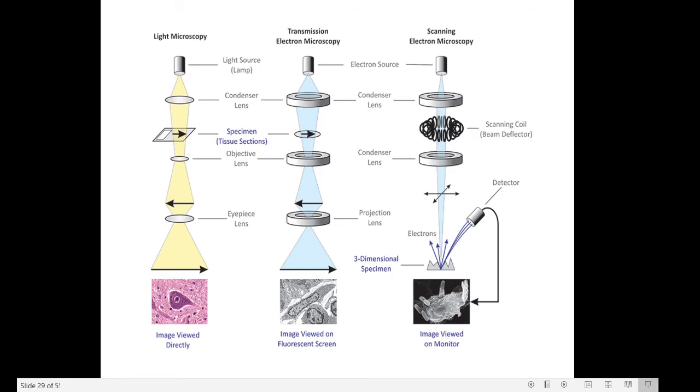In the TEM, we can analyze the internal part. If you are doing a histopathological study, meaning the accumulation of compounds, metals, or ions, we can predict it through the transmission microscope. In the SEM, we can find only shape, the three-dimensional specimen. In the SEM, we are using two condenser lenses. There is no objective lens.